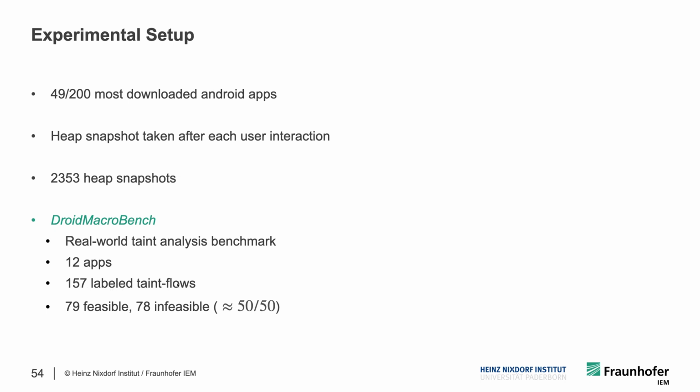So not all of these flows are positive flows. There are about half of them that are actual flows, so that are feasible and should be found. But there are also 78 negative cases that should be infeasible. So these should not be detected by the analyzer. And we put these in there in order to be able to identify false warnings, right? False positives.